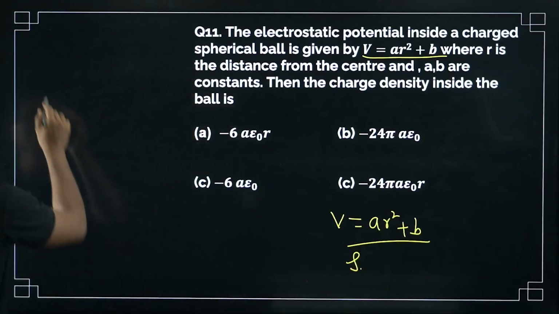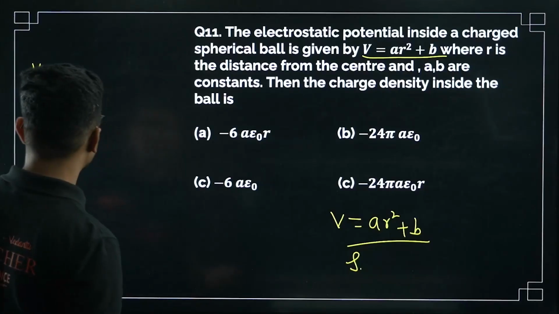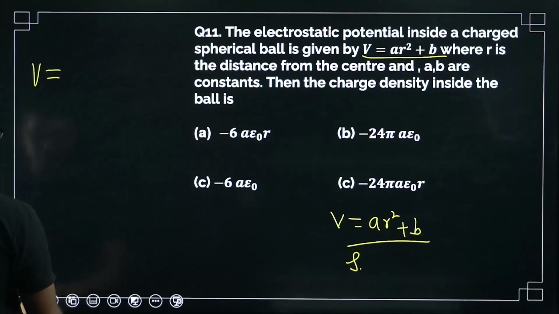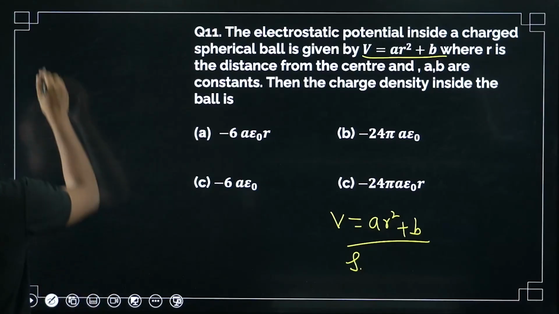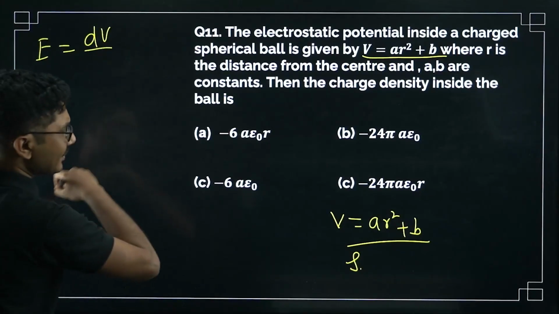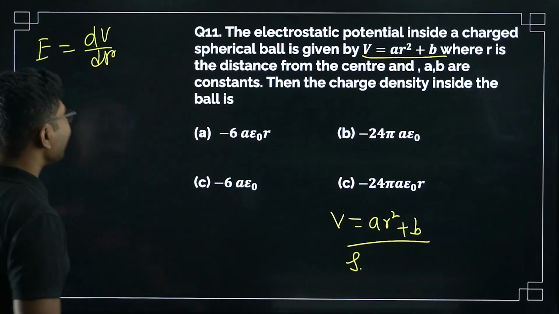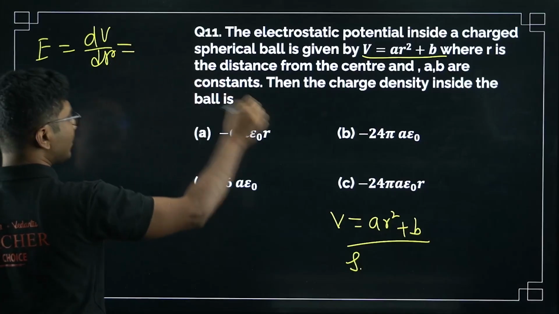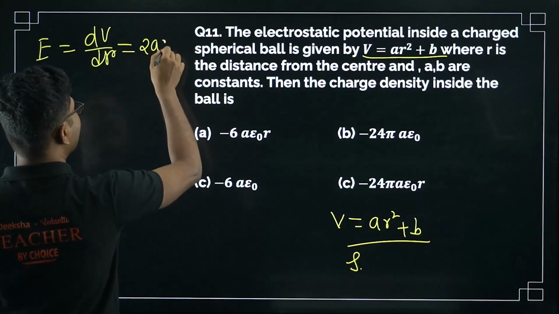So first of all, what is the formula for V? We cannot use the formula for V. First of all, you have to find the electric field. What is electric field? Electric field is dV by dr. There is a negative sign, but we are not considering the negative sign for now. Electric field is dV by dr. So if you differentiate it, you will get this as 2Ar. That is the electric field.